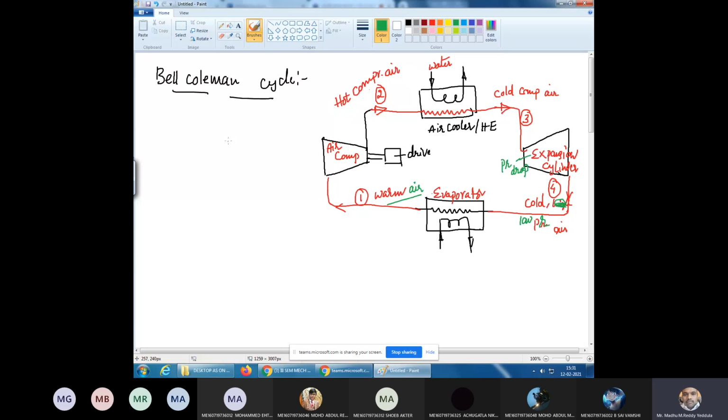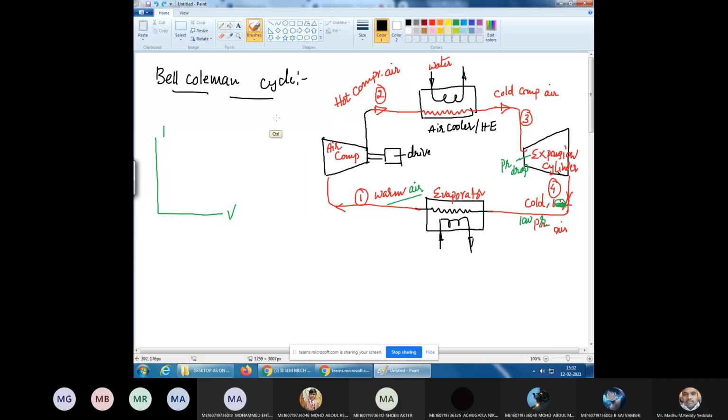If you draw the PV and TS diagrams, in the PV diagram, 1 to 2 is the isentropic compression. Then 2 to 3. It is not a vertical line. Yes, it is the PV diagram, right?